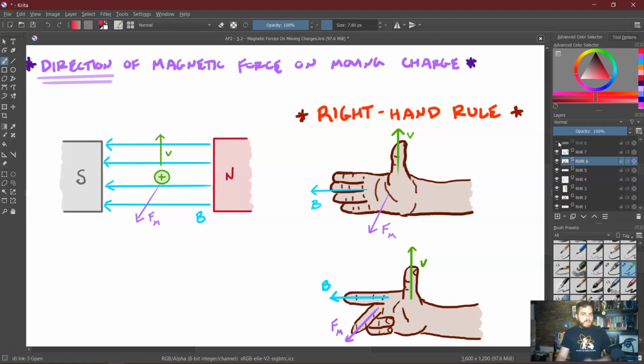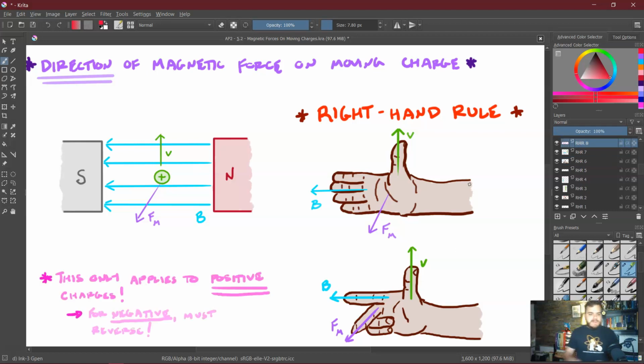Now, a really important point to note here is that this is only the case for positive charges. If we flip the charge to being a negative charge, it's actually going to go in the opposite direction. And you have a couple of different options for doing this.